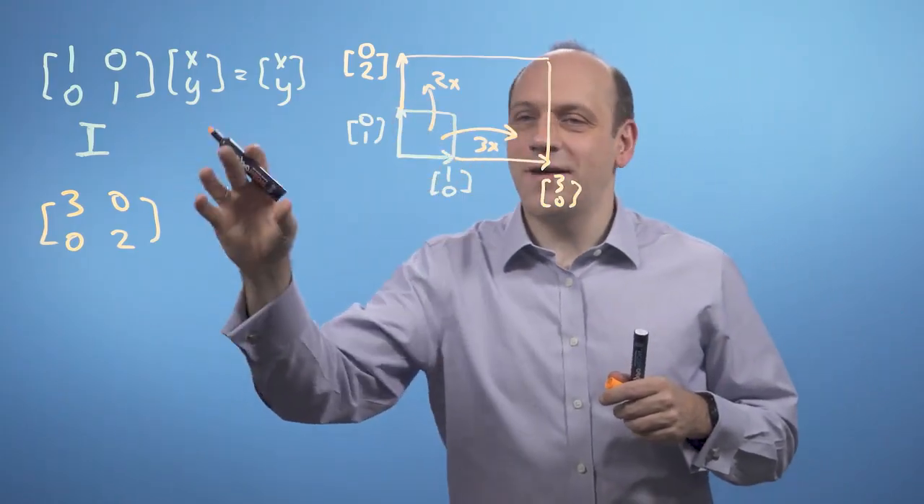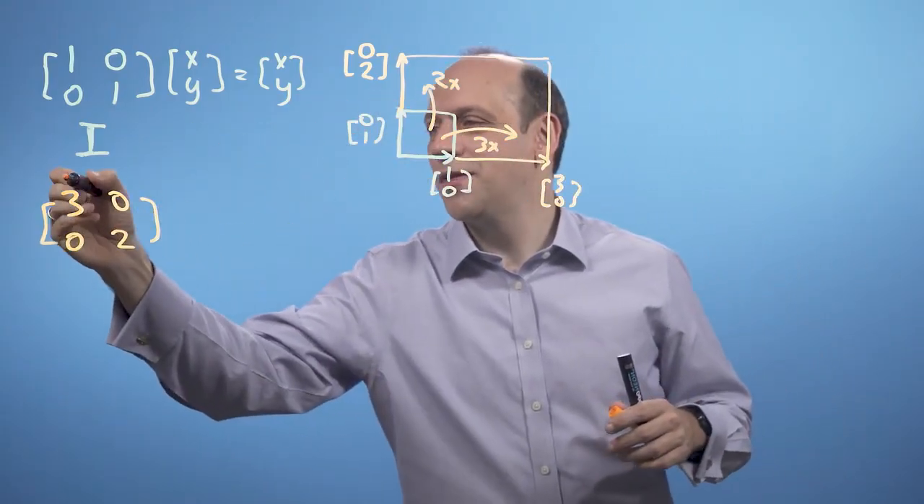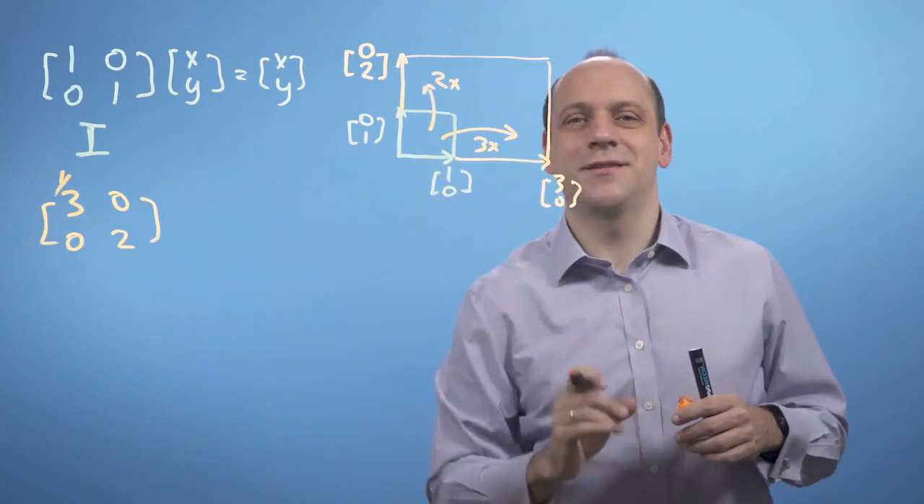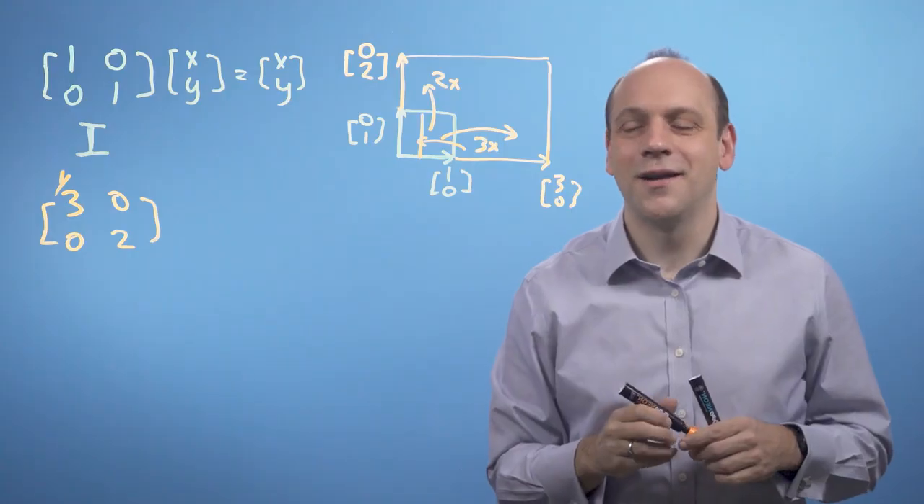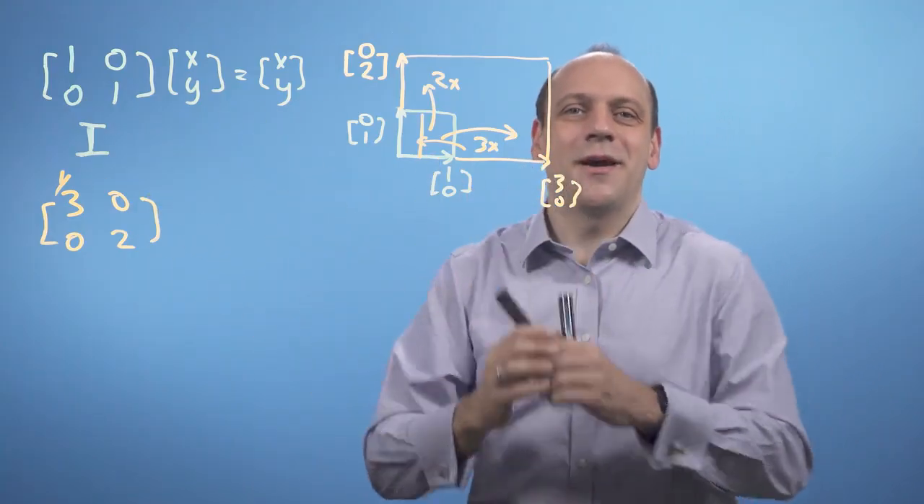And of course, if the scale factor here was a fraction, if it was a third or something, then I'd have squished space that way instead. I'd have gone that way and made it thinner and taller, something like that. So a fraction then squishes space.